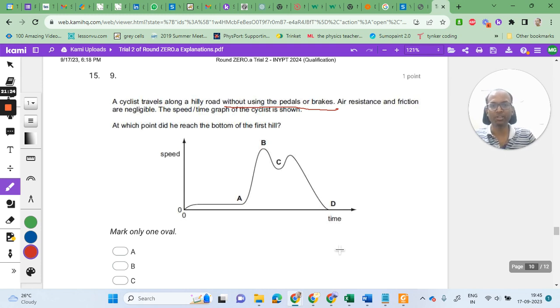Then suddenly the kinetic energy is increasing because speed is increasing. That means gravitational potential is decreasing. That means height is decreasing. So this is the lowest point. So this is the bottom of the first hill. But then his speed starts decreasing, which means kinetic energy starts decreasing, which means potential energy starts increasing, which means mgh starts to increase. So he is again going uphill. So B is the correct answer.